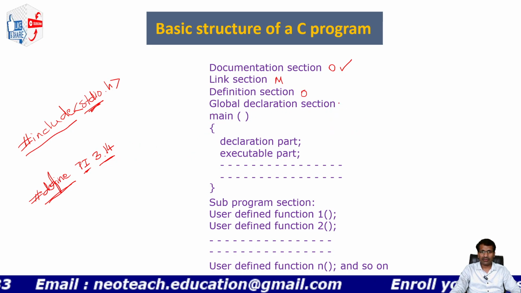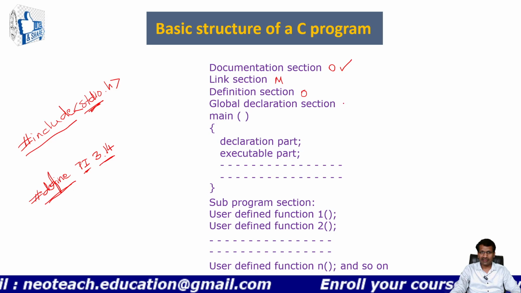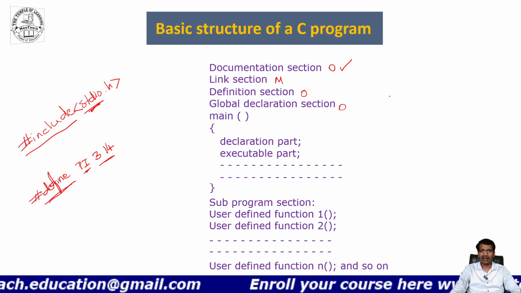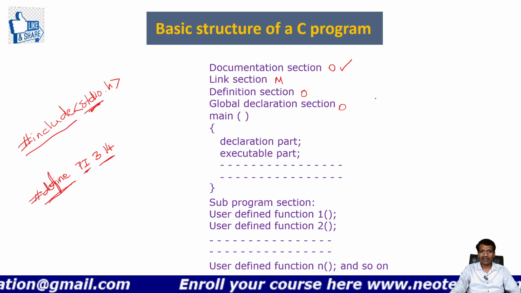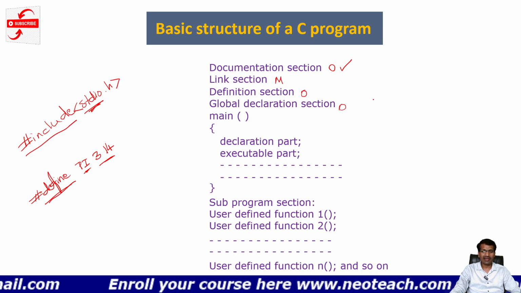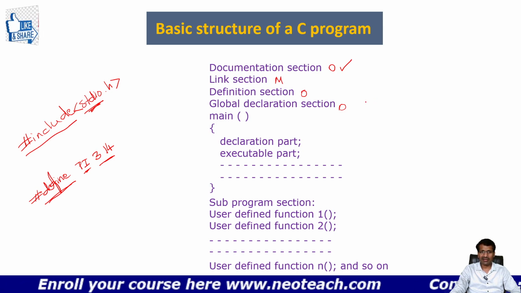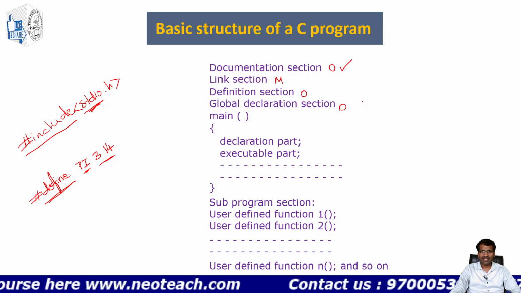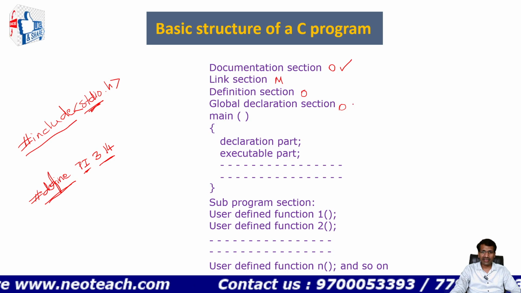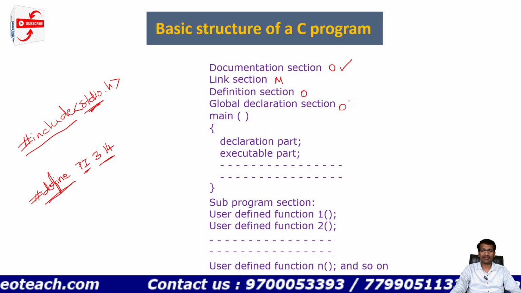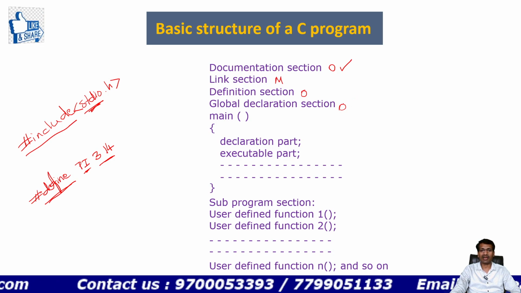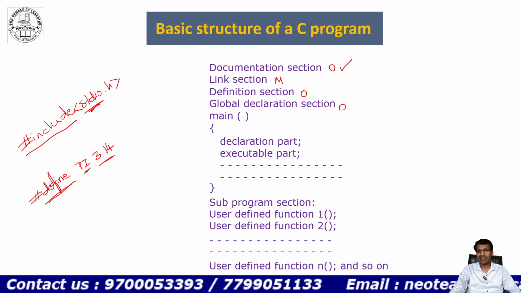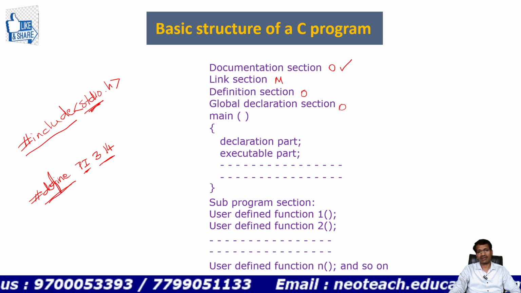And next, when we go for the global declaration section, this is also optional, because whenever you want a global declaration, only that time you can use it, or else it's not required. Without that section also our program executes properly. Global means the variables which you declare in this section can be used everywhere in the program, that means within the main function and outside of the main function.